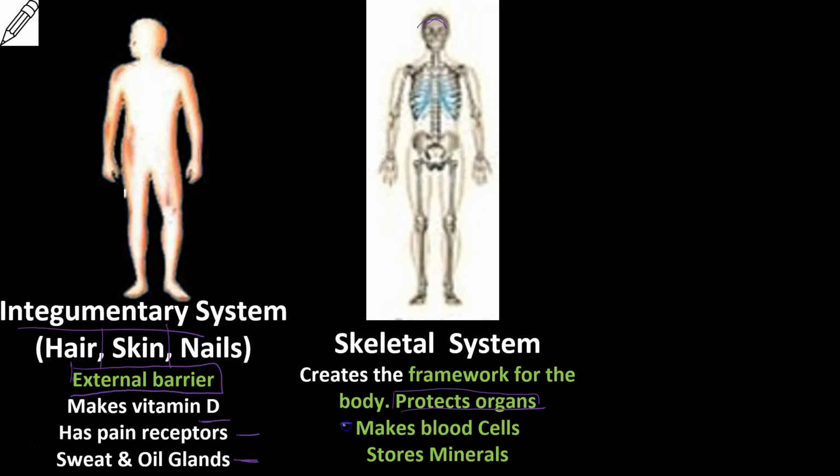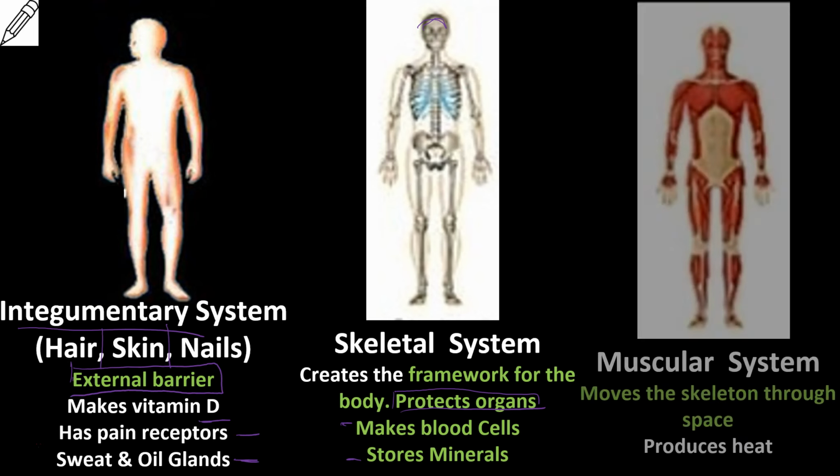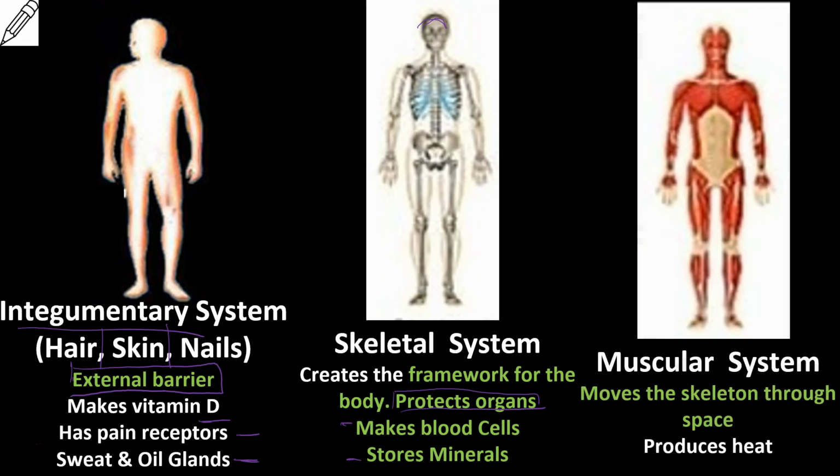It does make some blood cells for us, and it also stores minerals. Okay. Remember, there's a lot of phosphorus and calcium stored in that skeleton. The next organ system is the muscular system. The primary function of the muscular system is to move your skeleton, to move your bone through space, okay? And also, what people don't think about is what happens when we get cold. When we get too cold, we actually start to shiver, and that produces some heat. Okay, so that's another function of the muscular system.